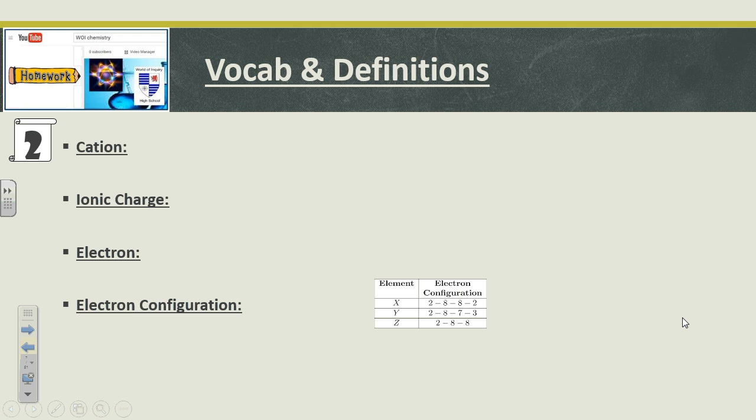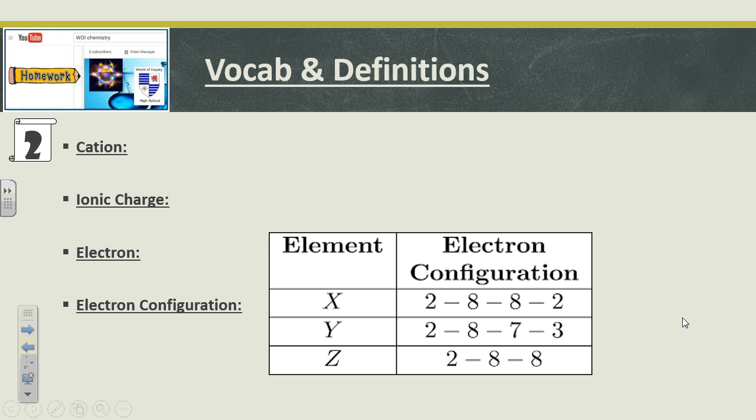Okay. Electron configuration. This is an example of some electron configurations. This shows me that I have 2 electrons in the first shell, 8 electrons in the second shell, 8 electrons in the third shell, and 2 electrons in the fourth shell. It is a numerical description of how many electrons I have and where they are.